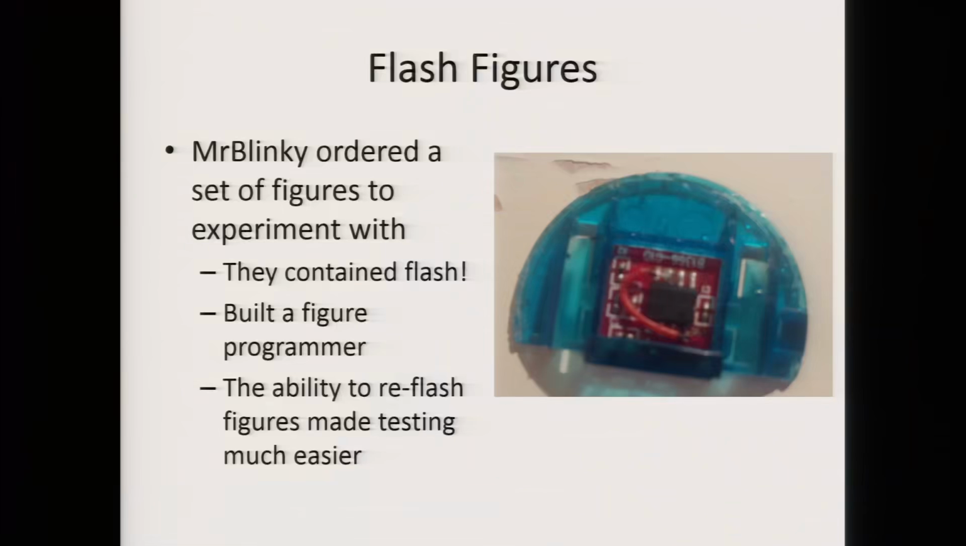So this is where I was at the last Congress. And right afterwards, I was contacted by a guy called Mr. Blinky. And he wanted to order his own figures and reproduce my research. But something funny happened. When he ordered his figures, they had Flash in them. And it turns out there's actually 3 types of figures. There's the ones with the unpopulated PCBs, and there's the one with the mask ROMs, and there's actually a type that contains Flash.